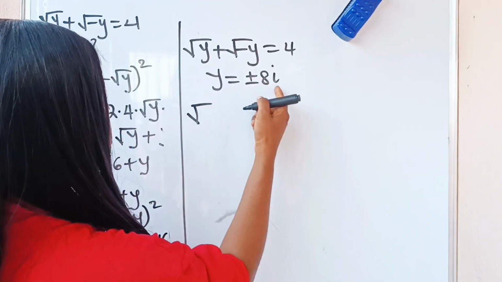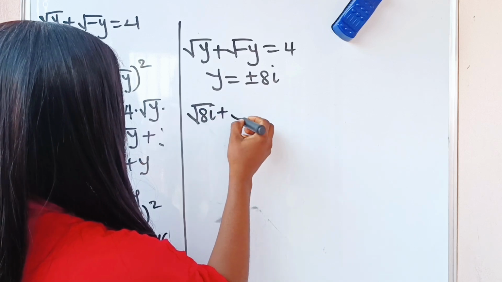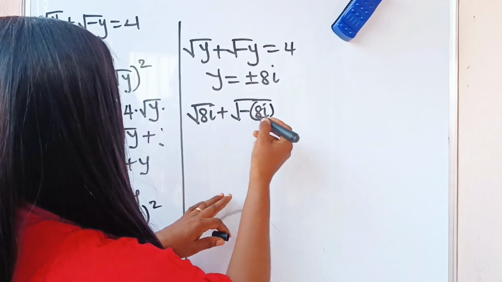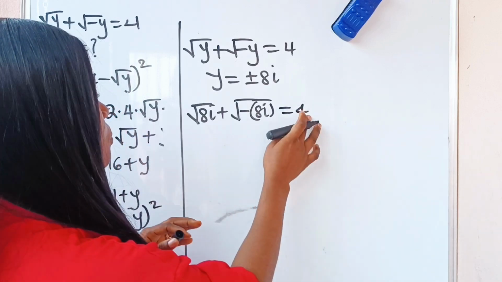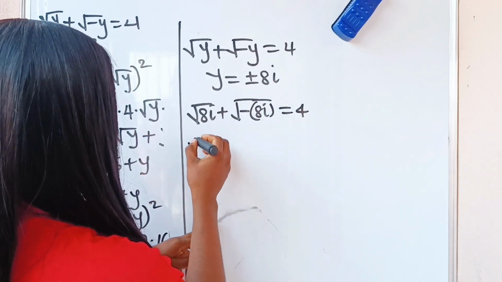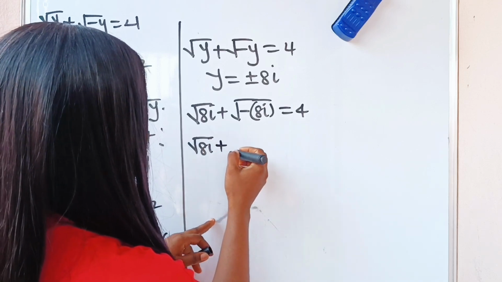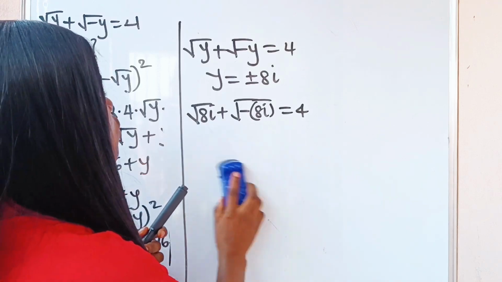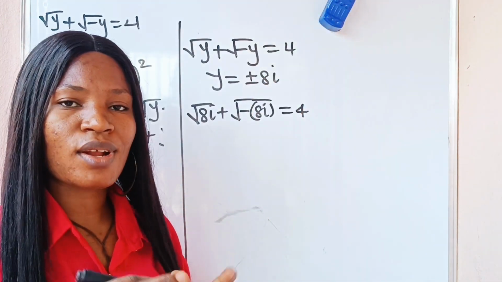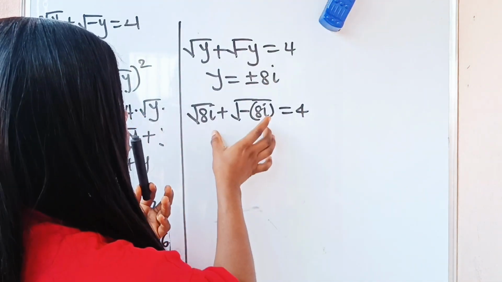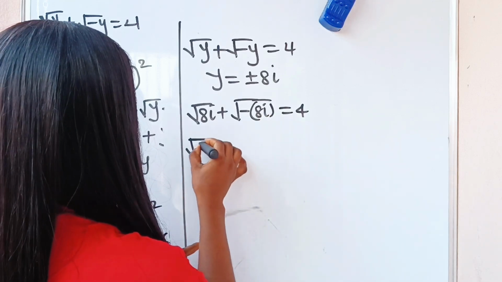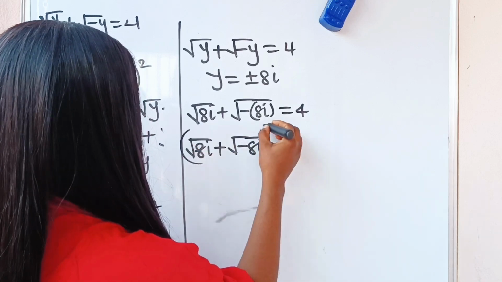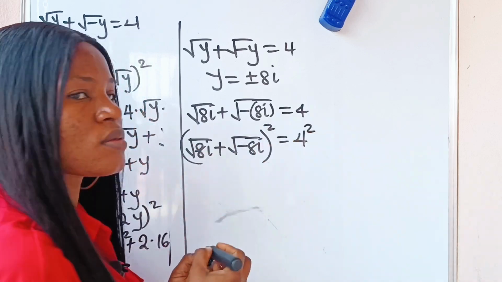So if our y is equal to 8i, we have root 8i plus root minus 8i is equal to 4. To prove this I need to square both sides of this equation, so that I can form something I can use to prove it. So if we square both sides, we have root 8i plus root minus 8i squared is equal to 4 squared.